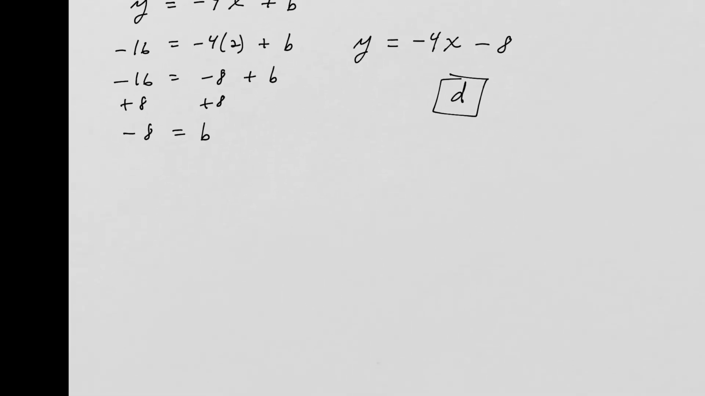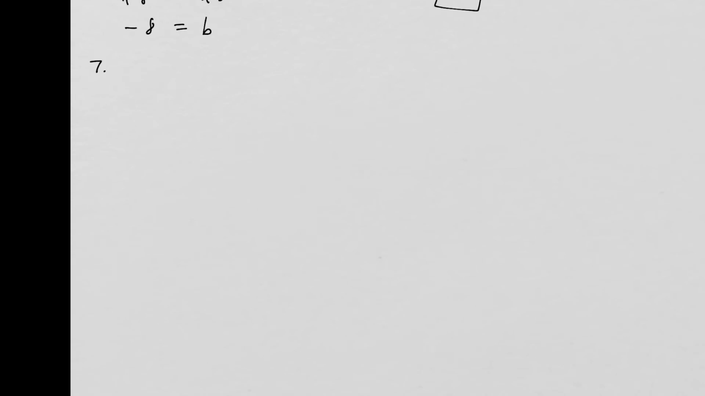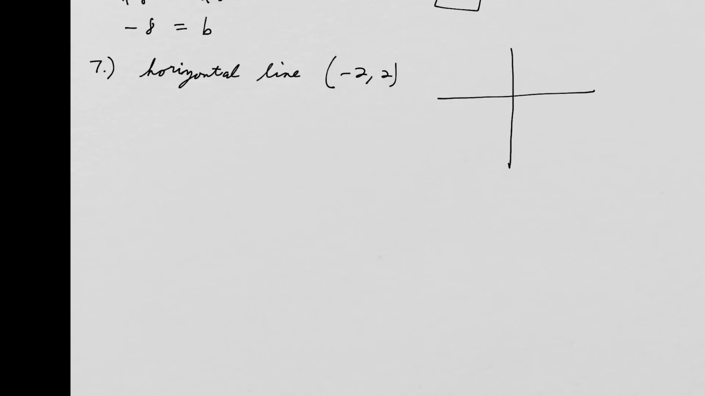Okay, 7. We want to find a horizontal line that passes through the point -2, 2. Okay, so remember, here we can even plot this out. So here's my Cartesian coordinate system. Right, x, y. So the point -2, 2 means start at the origin, move 2 to the left, and then up 2. So that's right there. And then the line is the horizontal line that goes through that, so it's going to look like this.